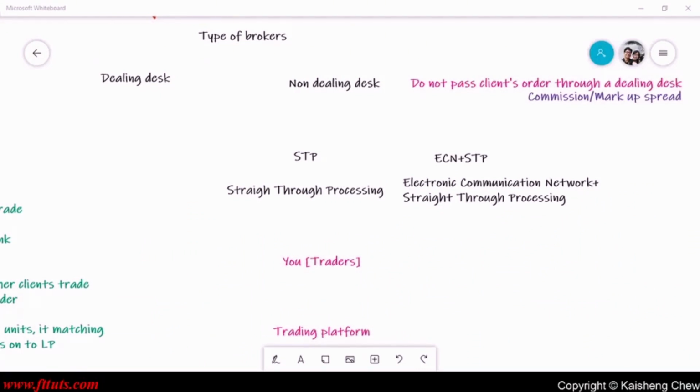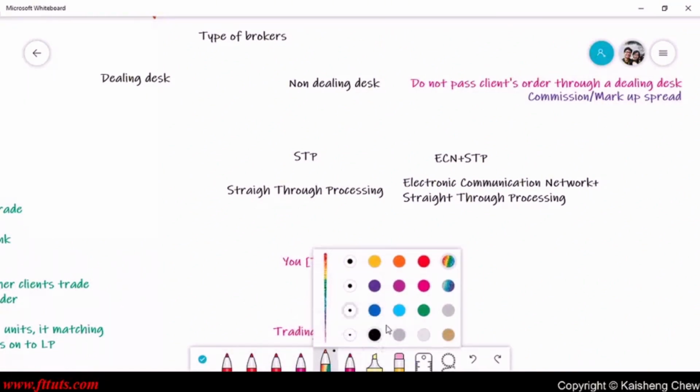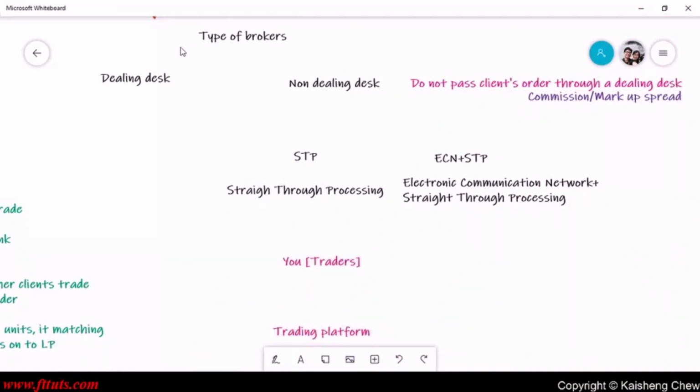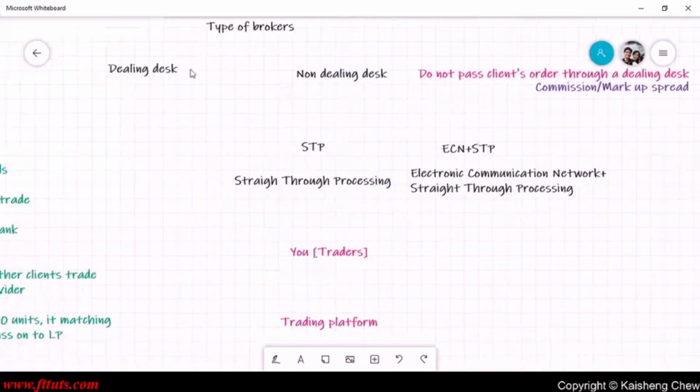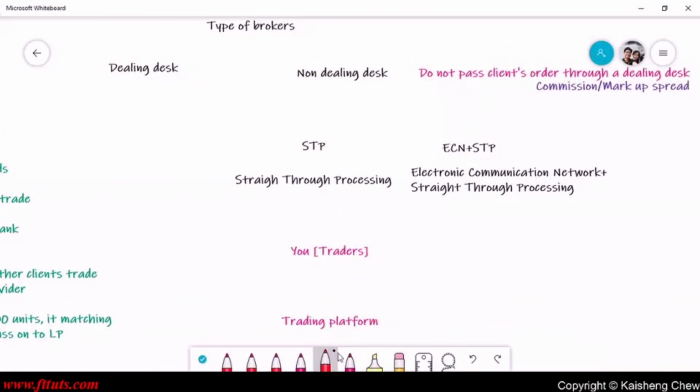Okay, so in this video we're going to discuss the types of broker. Generally they have a few types of broker. They are divided into three, but before that, they differentiate between these two: dealing desk and non-dealing desk. Okay, they are divided into this and this.